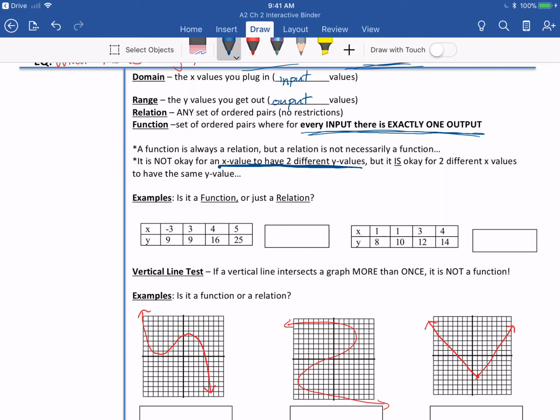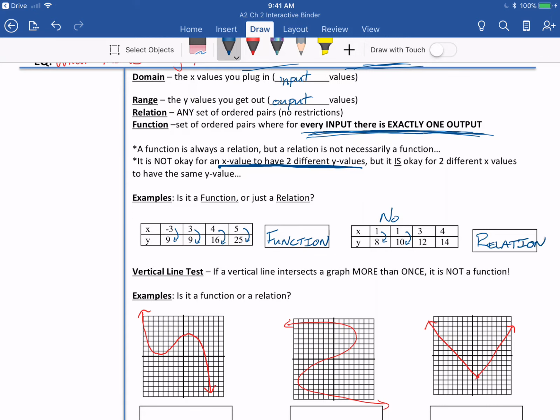For every x value, for every input, there has to be exactly one output. If I look here, -3 maps onto 9, 3 maps onto 9, 4 maps onto 16, and 5 maps onto 25. So every single x value has a y value, so this is a function. The next one: 1 maps onto 8, but 1 also maps onto 10. This cannot happen, so this is not a function, it is a relation.